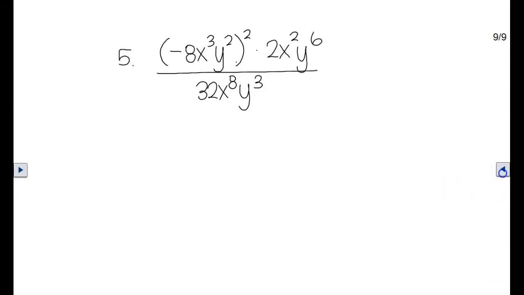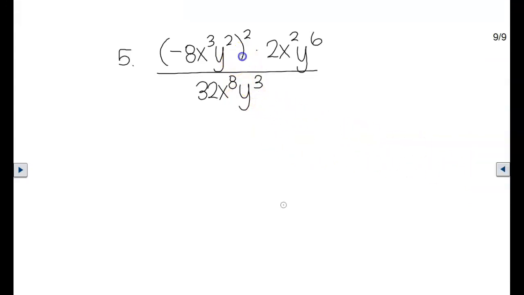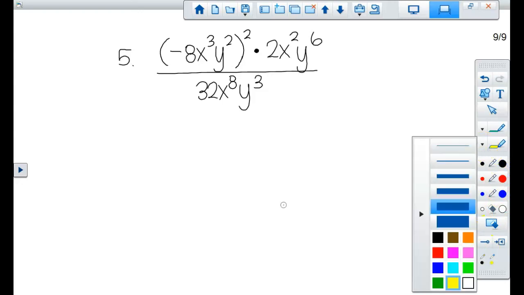So in this problem, hang on, let me clean up just a little bit here. I notice I've got a little stray mark right there. I don't want that to be confusing. That should be a times symbol right there as well, so let me make that a little better.